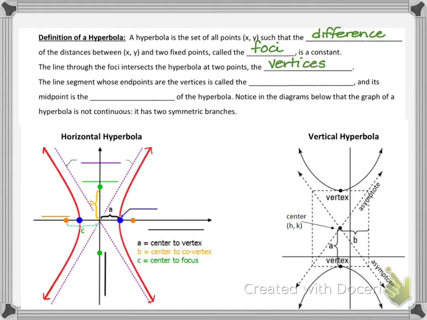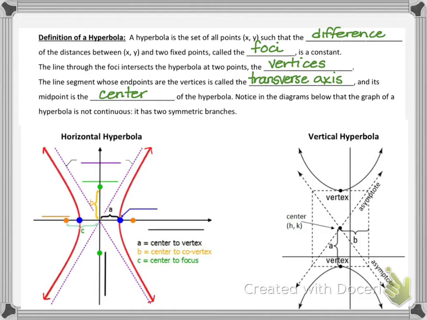Plural for vertex. The line segment whose endpoints are the vertices is called the transverse axis. The transverse axis is very similar in importance as the major axis was for the ellipse conic. And the midpoint is called the center of the hyperbola. So again, here we're dealing with center, just like we did with ellipse.